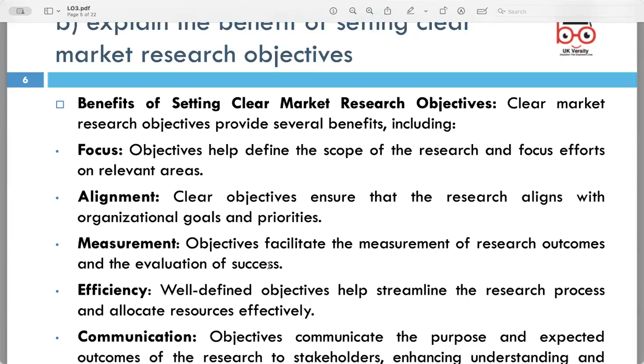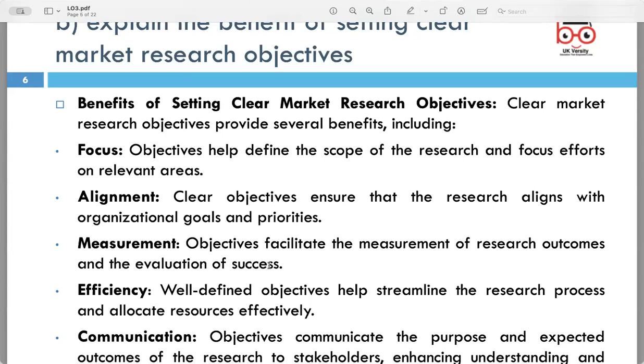When objectives are well defined, the research is more likely to produce findings that are relevant and useful for decision making. So this alignment helps ensure that the research contributes to the overall strategic direction of the organization and supports its long-term objectives.